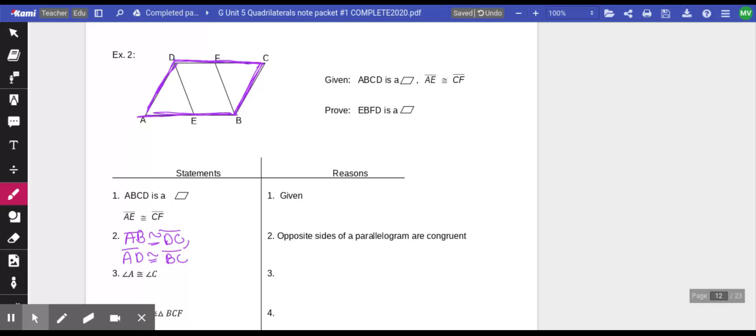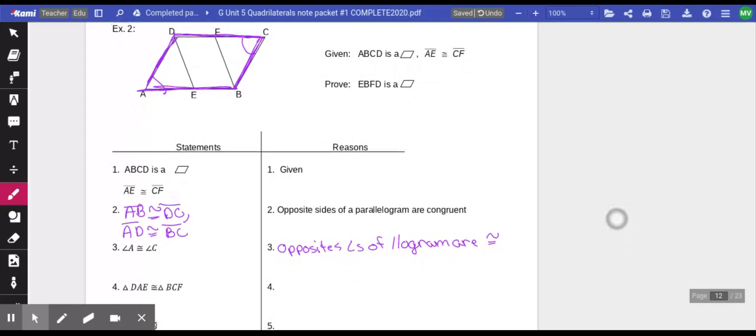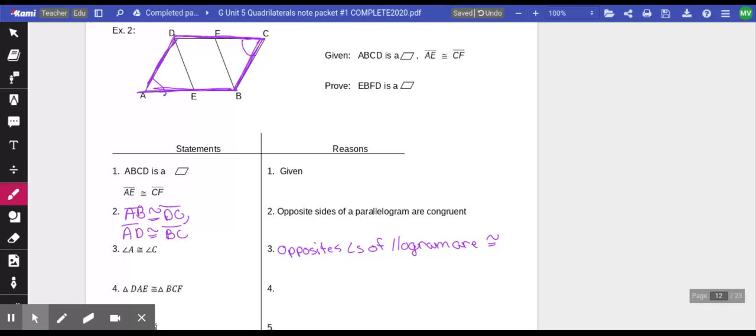We know that angle A is congruent to angle C, and the reason why we know that is opposite angles of a parallelogram are congruent. So then they're now telling me that we know that DAE is congruent to BCF. And why would we know that DAE, so this purple triangle, actually let's not do that purple because I've done everything else in purple.